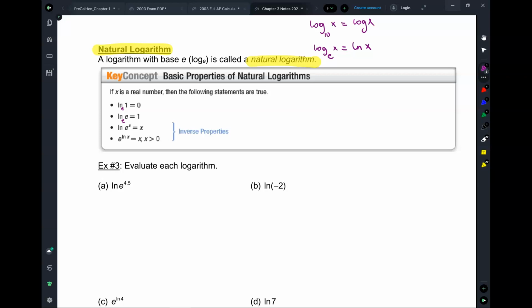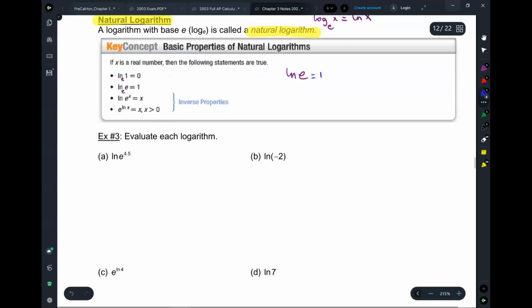What should be the exponent so you get an e? 1. So ln of e is always 1. So if you have ln of e, what's the base here? E. What should be the exponent of that e so you get an e? A 1, right? ln of e to the e.